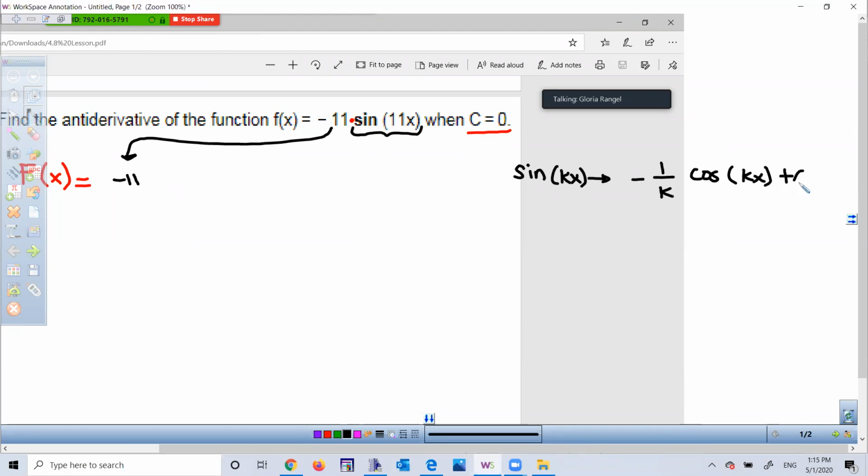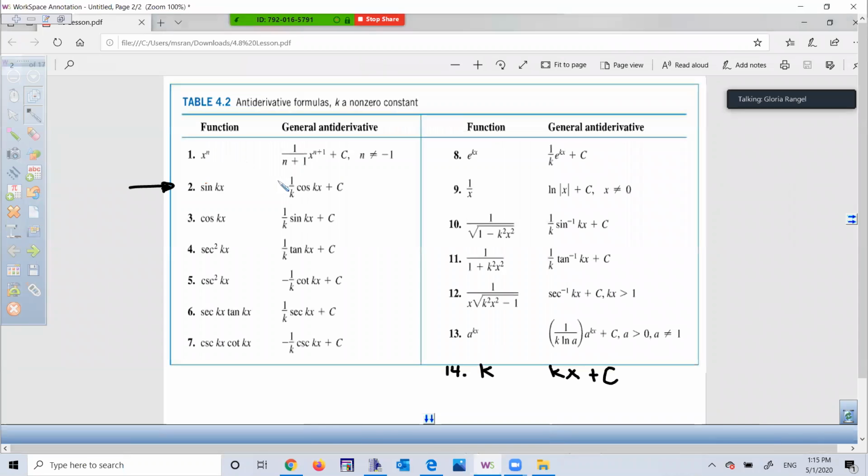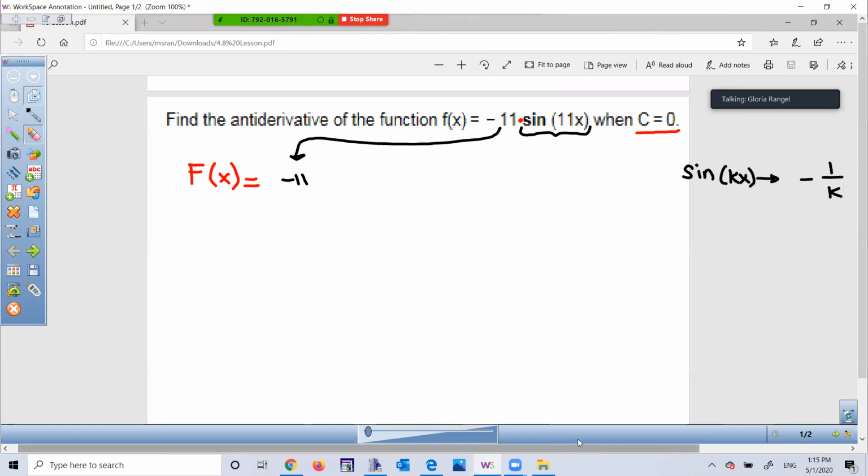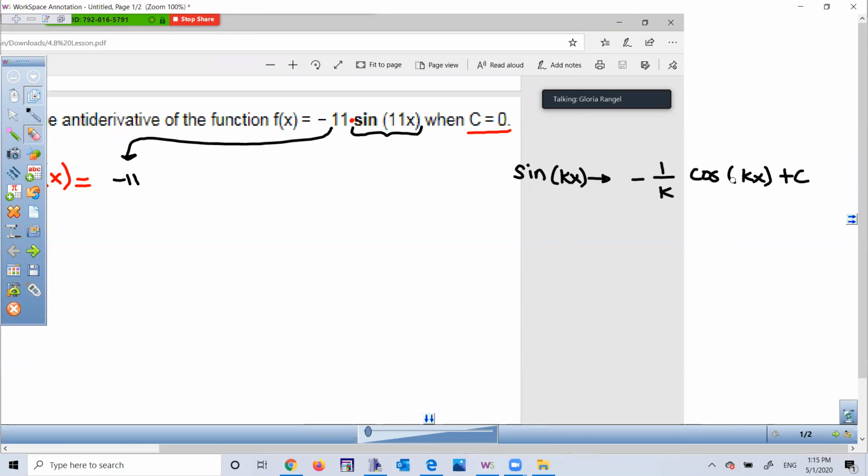Cosine of kx plus c. I don't know if they had the parentheses on the kx. No, they didn't, but it's the same. You may put the parentheses, you may not put the parentheses, it's really up to you, okay? This doesn't make a difference. I'm gonna just take it off to write it the same as in the formula. Cosine of kx being the angle that's gonna go there, and then plus c.